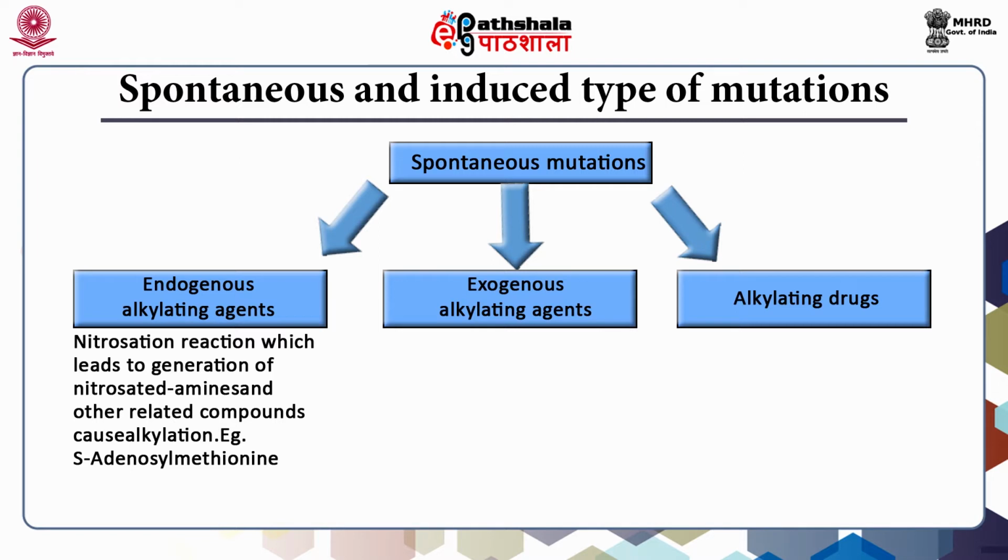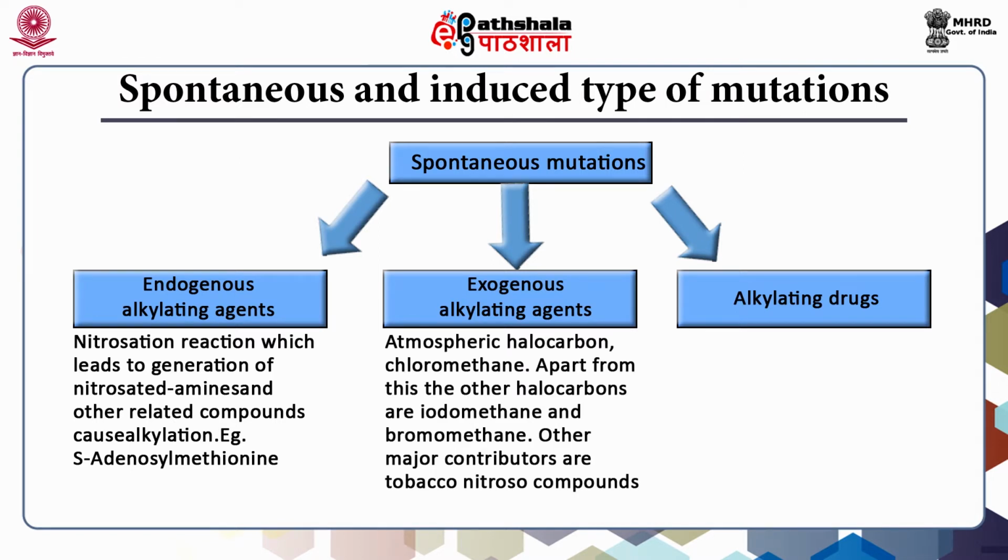S-adenosylmethionine, which can be alkylated. Exogenous alkylating agents are atmospheric hydrocarbons, chloromethanes. Apart from these, other halocarbons such as iodomethane, bromomethane, etc. can also cause exogenous alkylation. Other major contributors are tobacco and nitroso compounds.